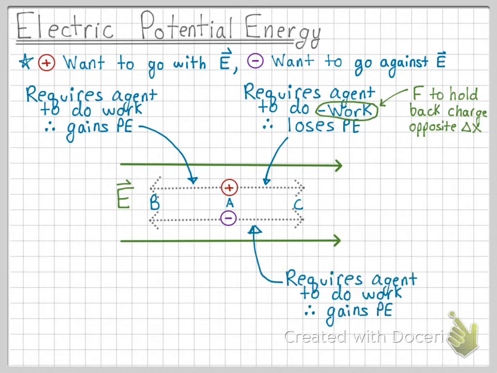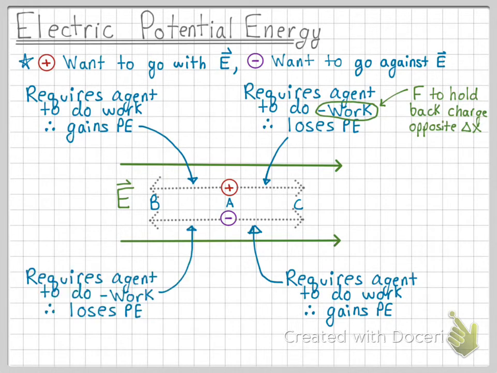So if we drag a negative charge from point A to point C, we are bringing it with the electric field, which is the direction it does not want to travel in, so it's going to gain potential energy. And finally, if we drag a negative charge from point A to point B, we are bringing it against the electric field, which is the direction it wants to travel in. So the agent does positive or negative work positioning the object, and it loses potential energy.